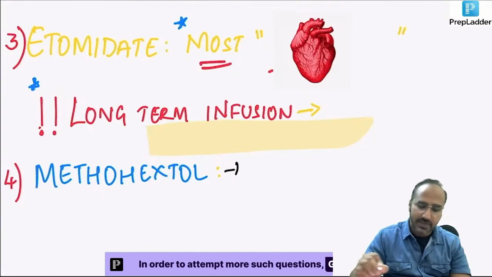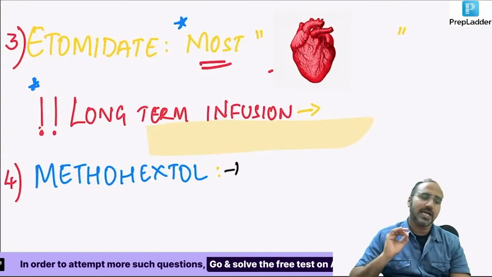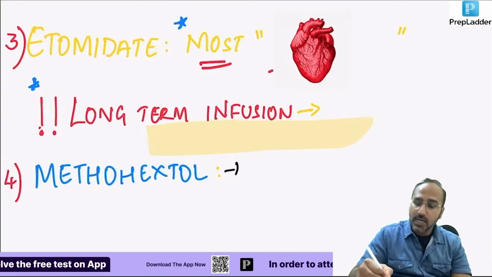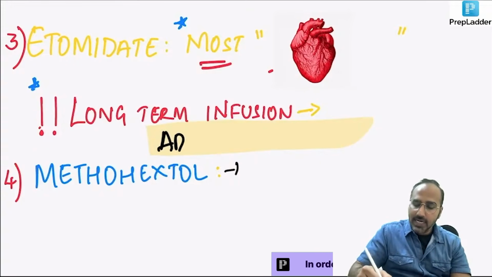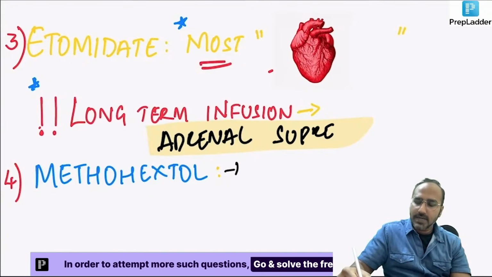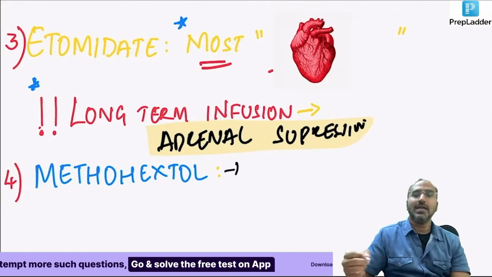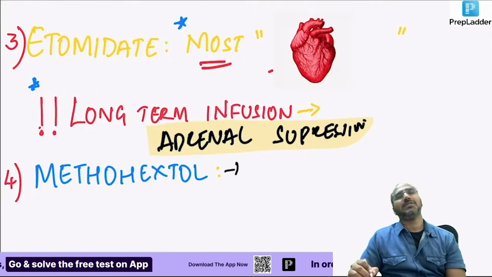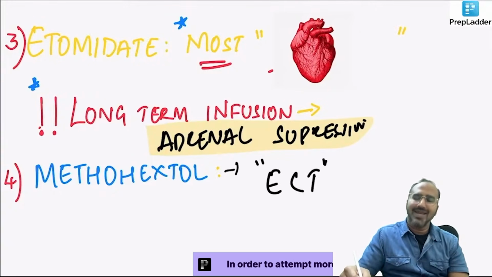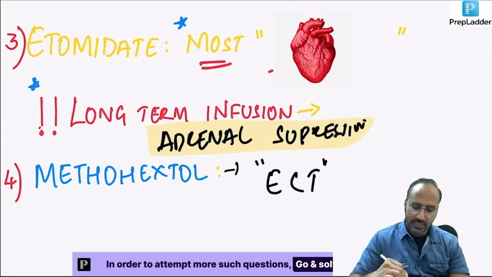It is the most cardio-stable IV induction agent, but it comes with a side effect. When you give etomidate as a long-term infusion, patient will have what? Patient will have adrenal suppression. Very, very important. Adrenal suppression. Okay, there is one more IV induction agent which is called methohexital. This is commonly used for patients posted for electroconvulsive therapies.